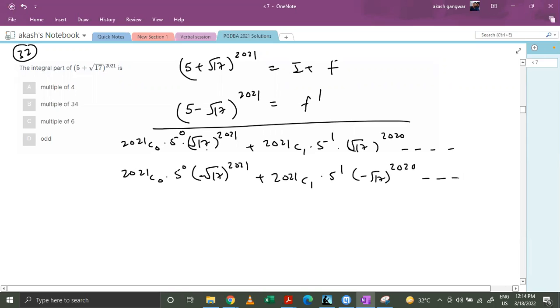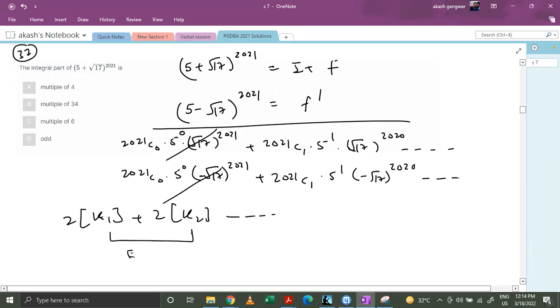We can see that odd powers are getting cancelled out. If we add these two expressions, the odd powers are getting cancelled out. So this one is getting cancelled out with this one. But these ones are getting added because we have an even power over here. So we'll get 2 times, let's say this particular expression is k1, and we'll again get 2 times k2, and so on. Point is, these are even numbers. So we are getting an even number on the left hand side. On the right hand side, we have I plus f plus f dash.